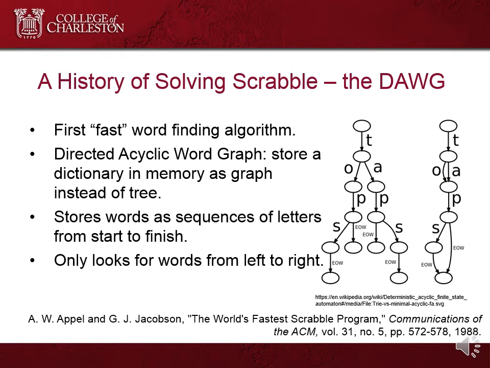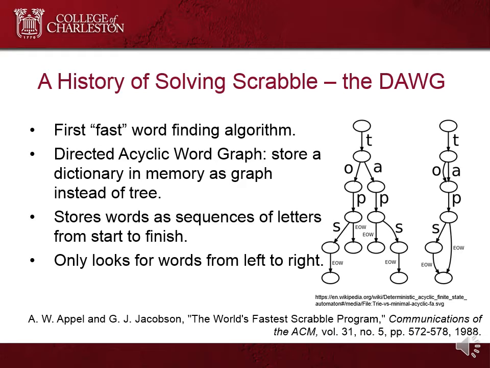In order to understand how I might write a program to play Bananagrams, I needed to understand how other people used computers to play Scrabble. The DAWG, or Directed Acyclic Word Graph, is the first fast word-finding algorithm and is the preferred data structure for storing word lists in contemporary Scrabble AIs. It is an improvement over the search tree because it collapses shared nodes together. This is shown by the image on the right.